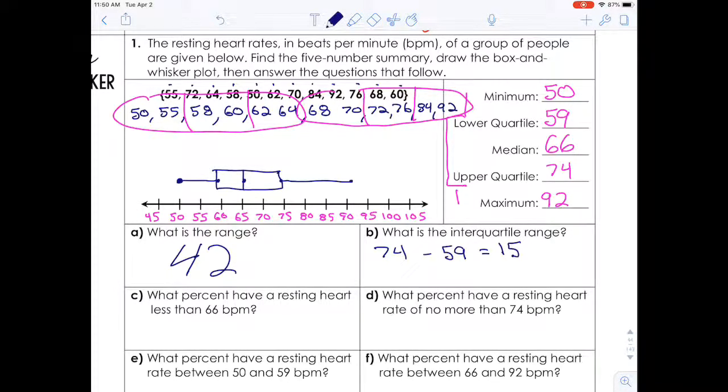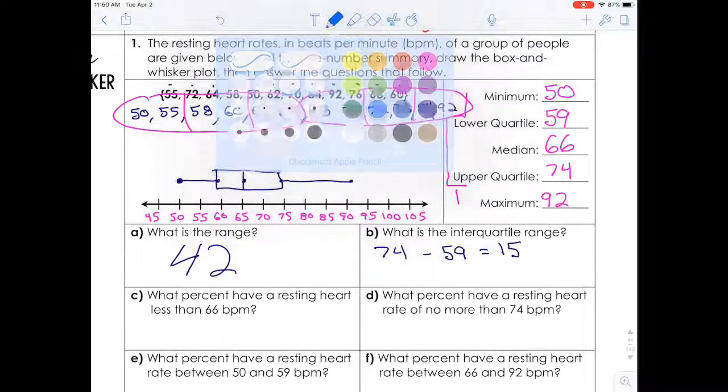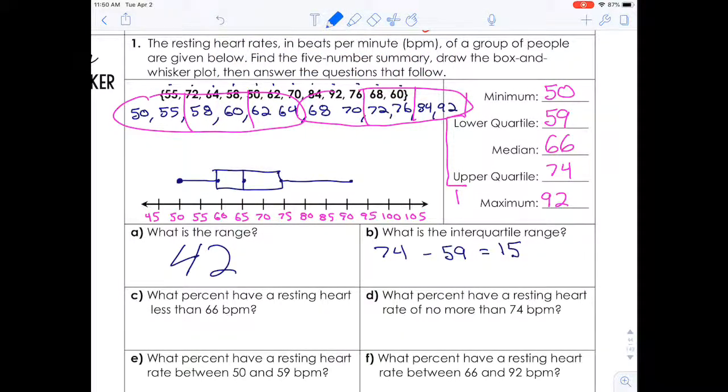Okay, here's the new part, so listen closely to this. What percent have a resting heart rate of 66 beats per minute? So remember, and I'll try to do this in a special color here. What would stand out? How about light blue? This is divided into 25%, remember? So this is like 25%. You can write this in. That's 25%. That's 25%. And then that's 25%.